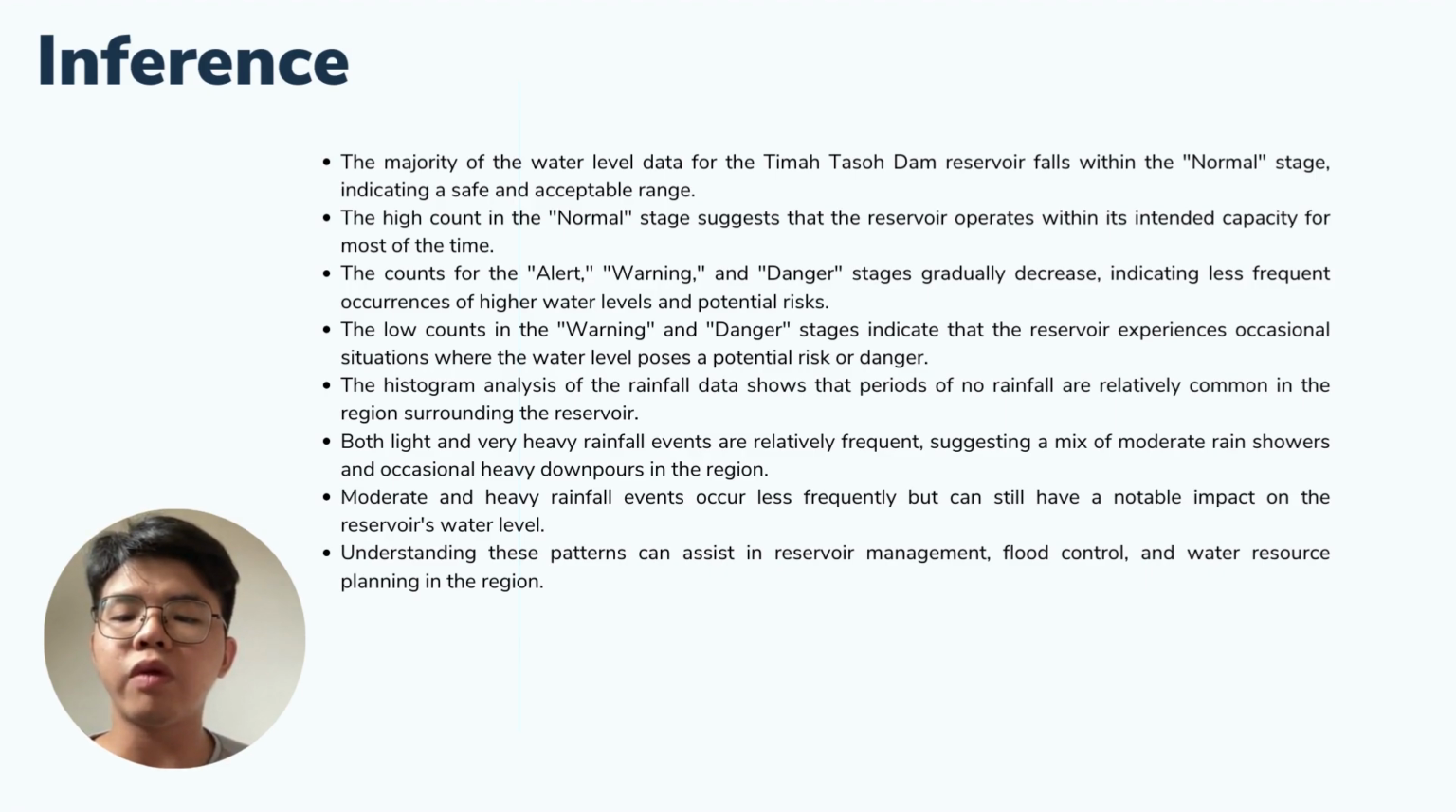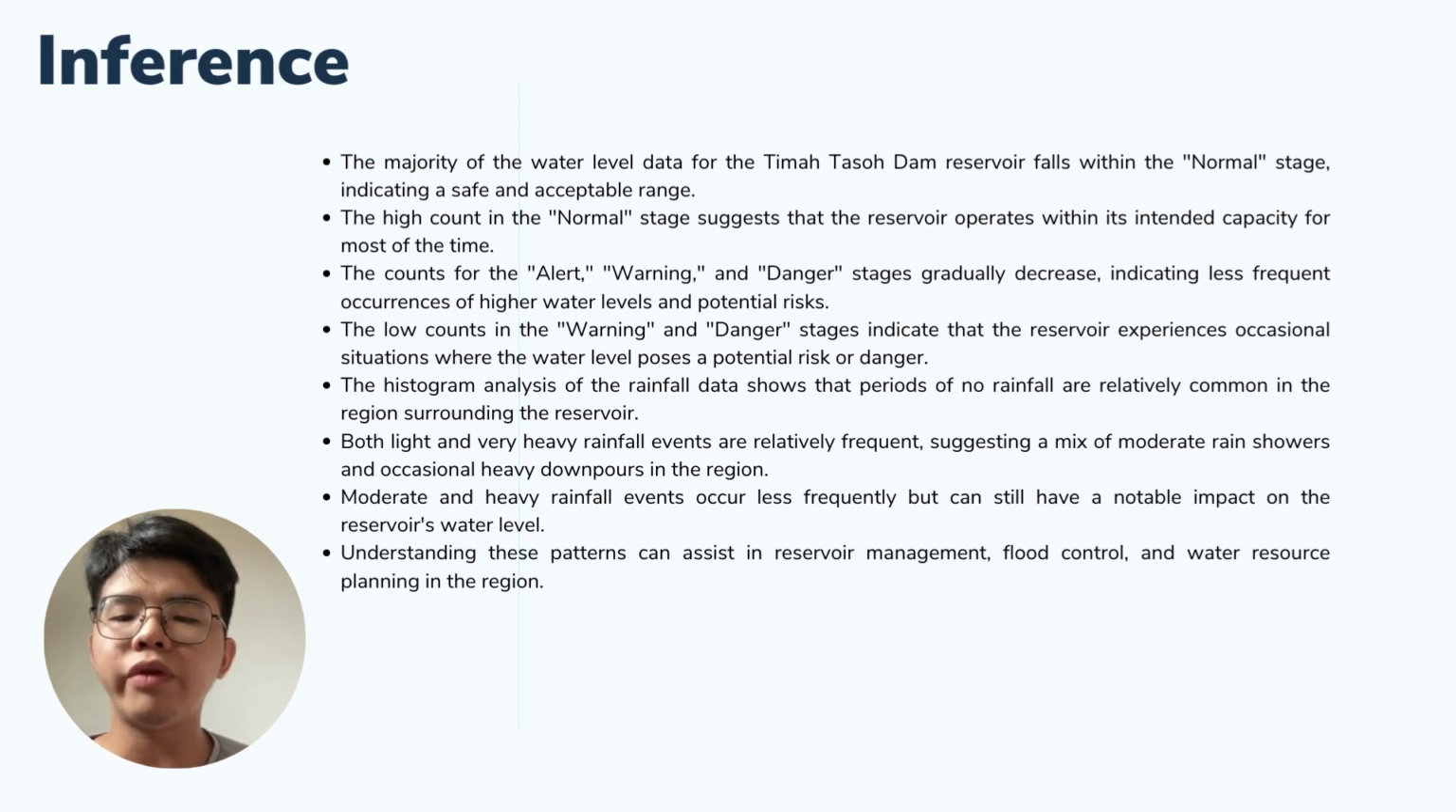The histogram analysis of the rainfall data provides insights into the frequency and intensity of rainfall events around the Timataso Dam reservoir. Firstly, the category with the highest count is none, indicating instances when no rainfall was recorded. This suggests that periods of no rainfall are relatively common in the region surrounding the reservoir, which may have implications for water resource management and overall reservoir capacity.